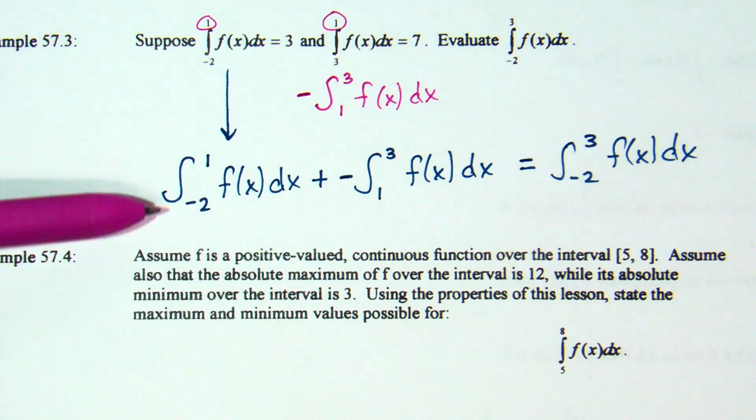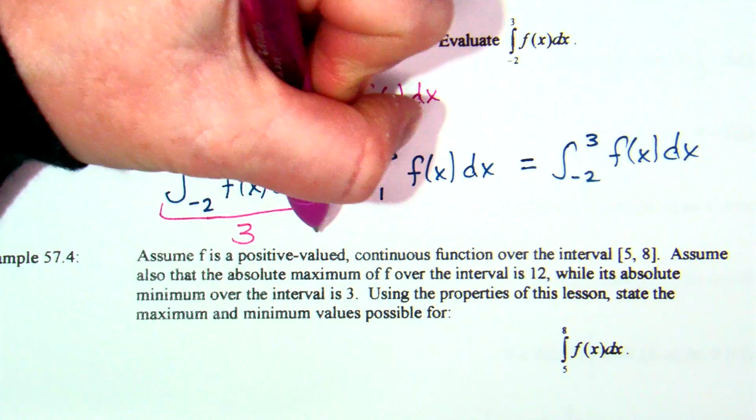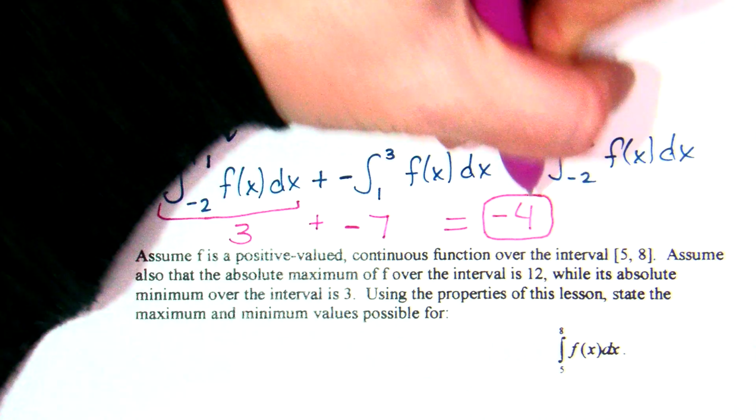What was the value of the integral from -2 to 1? 3. Plus negative. What was the value here? 7. We just had to make it negative because we put a negative on the integral. 3 plus -7 is -4.